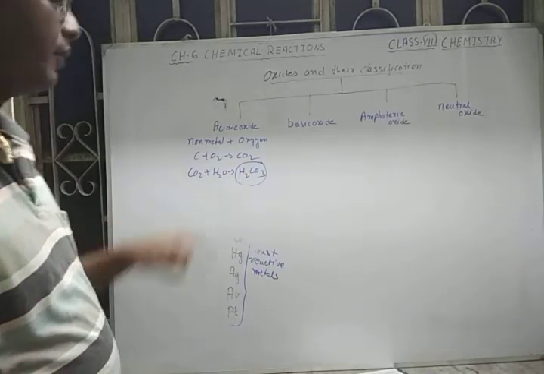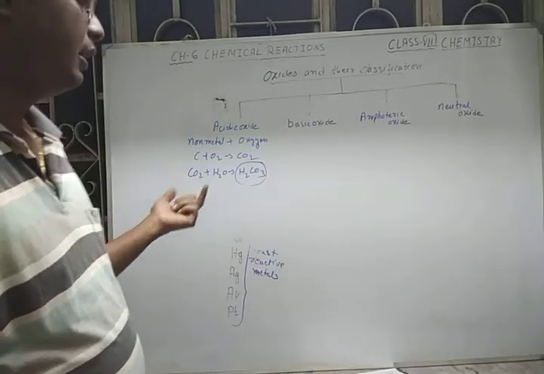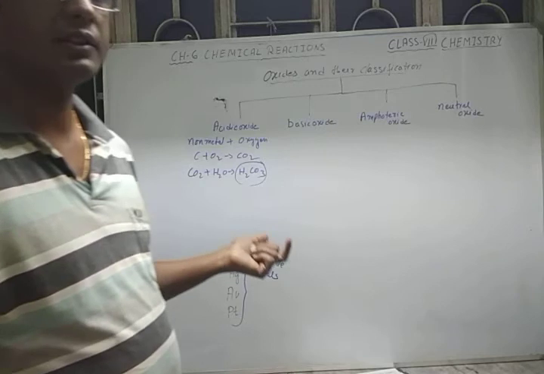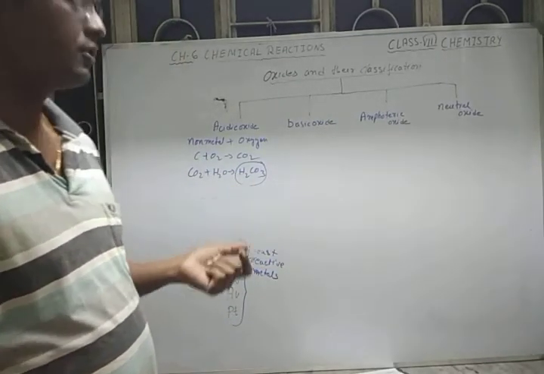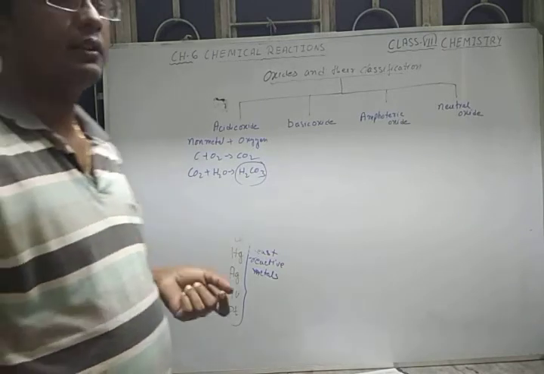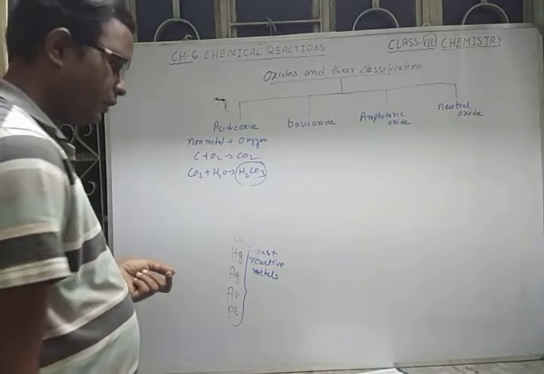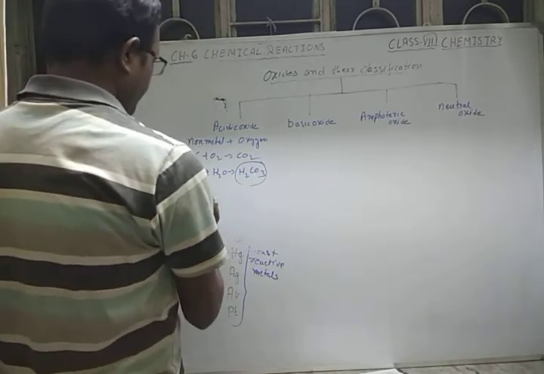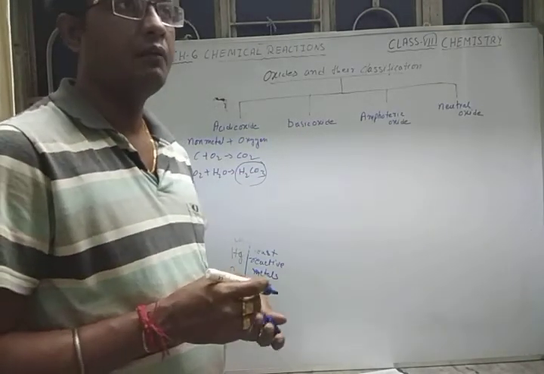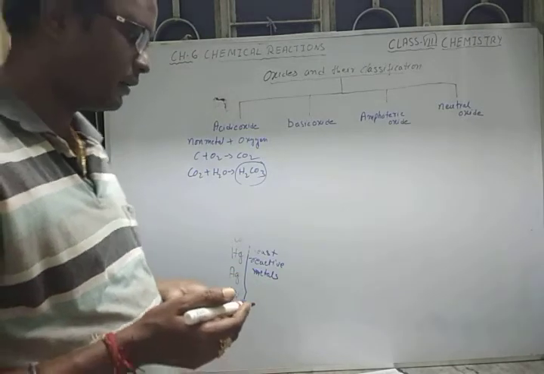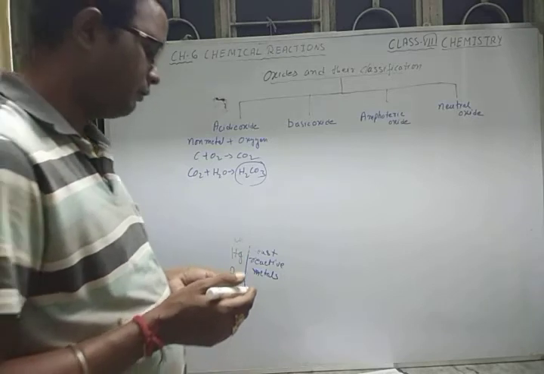So these compounds are called acidic oxides. When non-metals react with oxygen, it gives a non-metallic oxide. When a non-metallic oxide further reacts with water, it gives an acid. That's why these oxides are called acidic oxides. Another example you can take, sulfur with oxygen gives sulfur dioxide or sulfur trioxide. When they react with water, they give sulfuric acid. The examples are also given in your book.